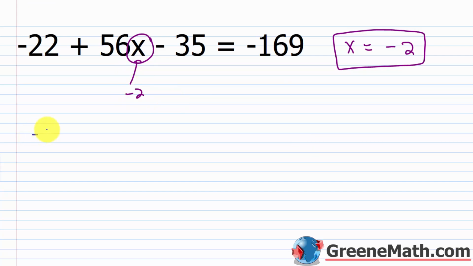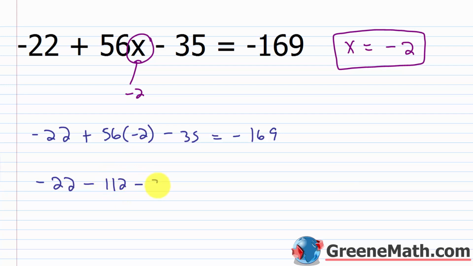So we get negative 22 plus 56 times negative 2. Just plug in a negative 2 for x. Then minus 35 equals negative 169. And so 56 times negative 2 would be done first. That's going to give me negative 112. So you would have negative 22 minus 112 minus 35 equals negative 169.